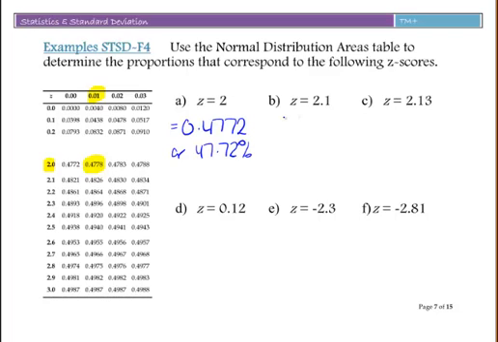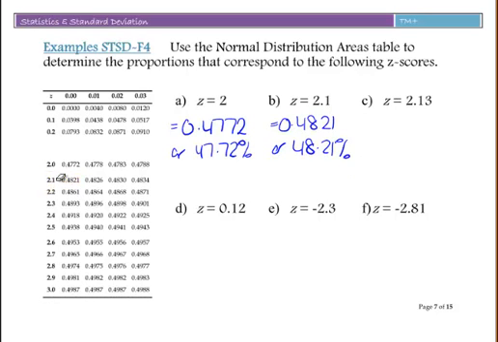For 2.01, I go down to my 2 and I go across to 0.01. So it's 0.4778 or 47.78%. Okay, so for 2.1, we go down to 2.1. Again, there's no decimals after the 1, so it's 0.4821 or 48.21%.